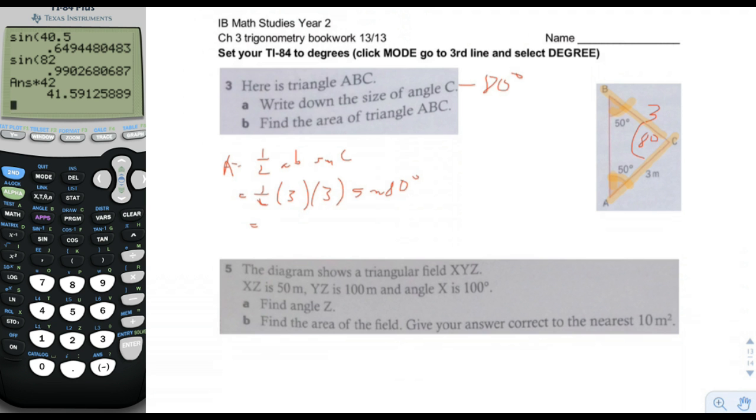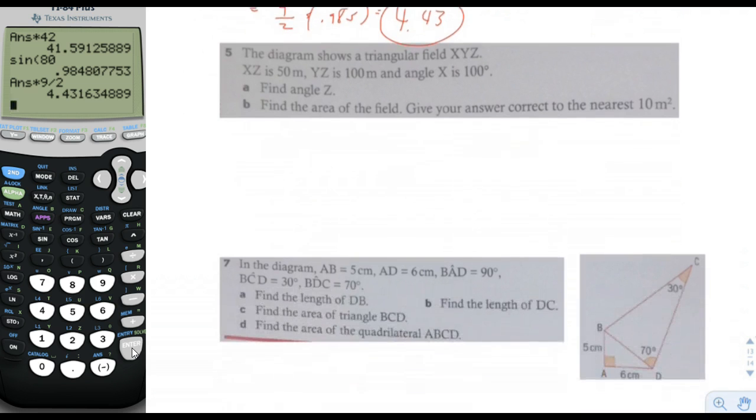Okay, so it would be 9 divided by 2 times the sine of 80, which is 0.985. So that would be 0.985 times 9 divided by 2, 4.43. Okay, sounds about right. Moving on.